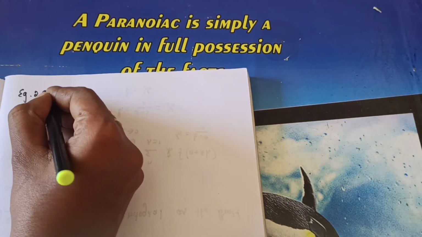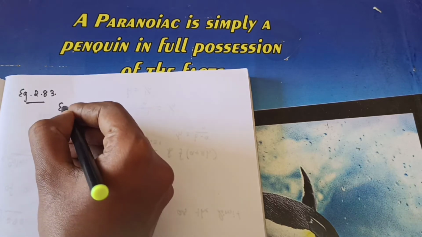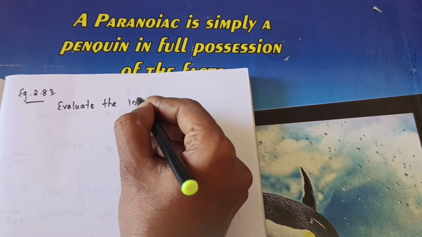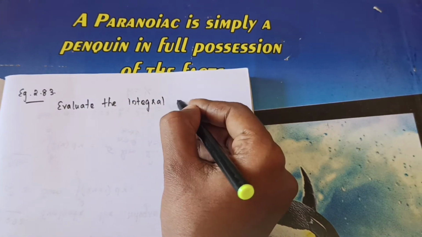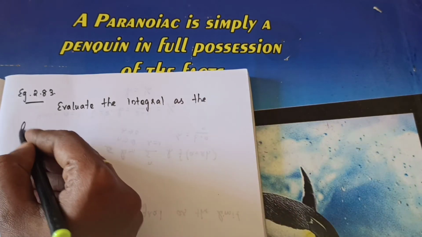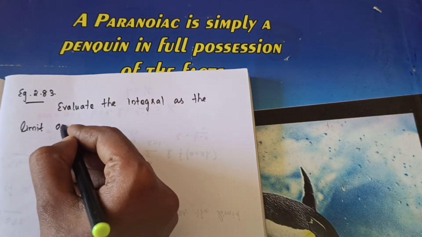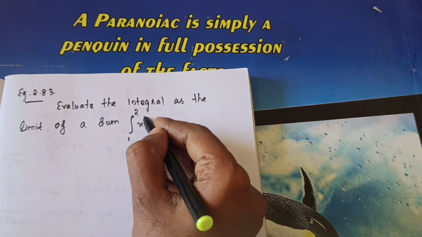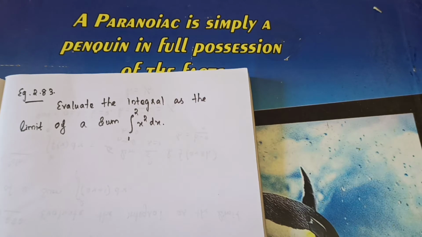Example 2.83. Evaluate the integral as a limit of a sum: integral 1 to 2 of x square dx. Evaluate the integral as a limit of a sum, integral 1 to 2 of x square dx. This is the only example left in this section. We will complete this, and the second unit will be over.